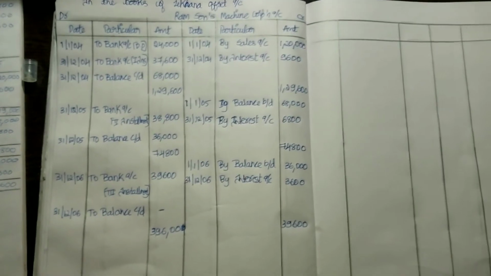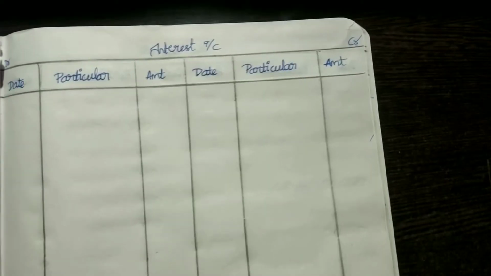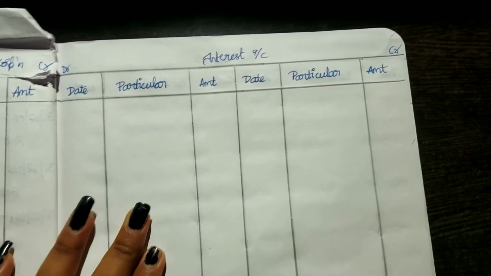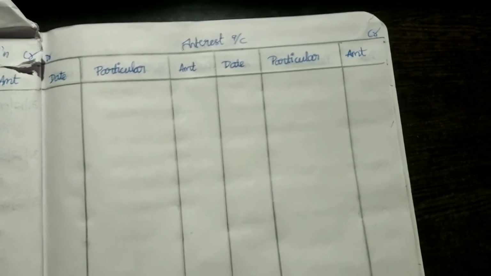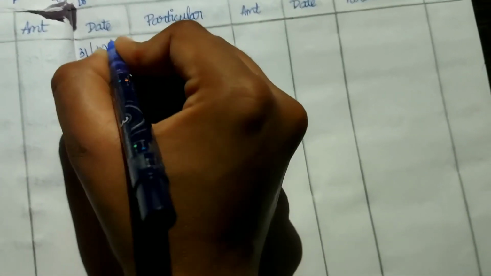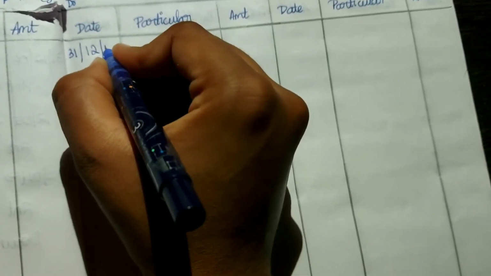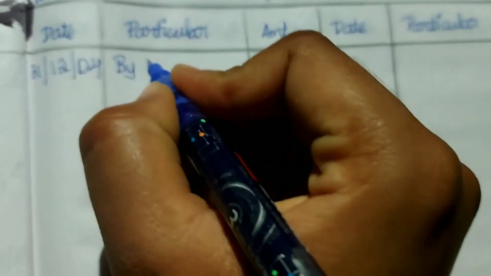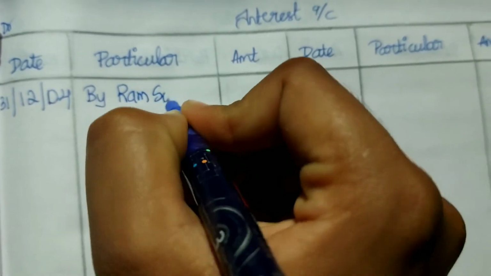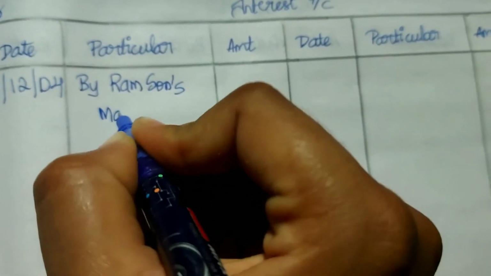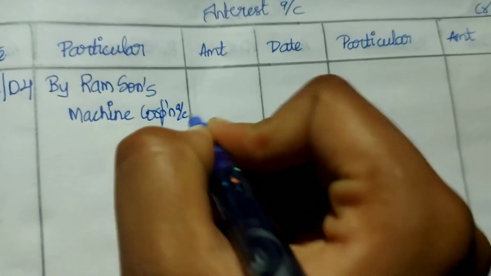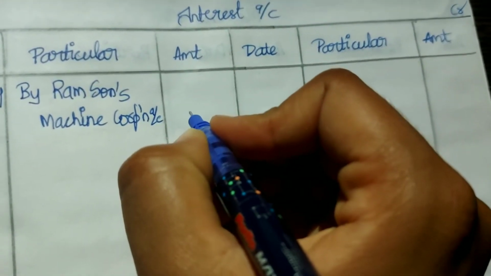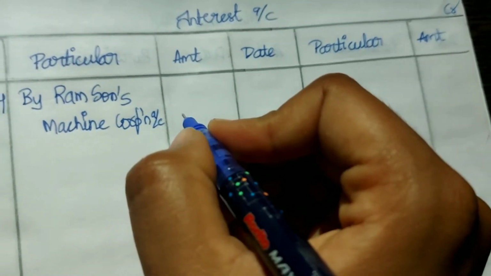Now we'll go for the next account, that is the interest account. So let's solve it. First, you have paid the interest at the ending of the year. So I'm writing 31/12/2004 debited to Ramson's Mission Corporation account. So first year interest you paid was 10,000.